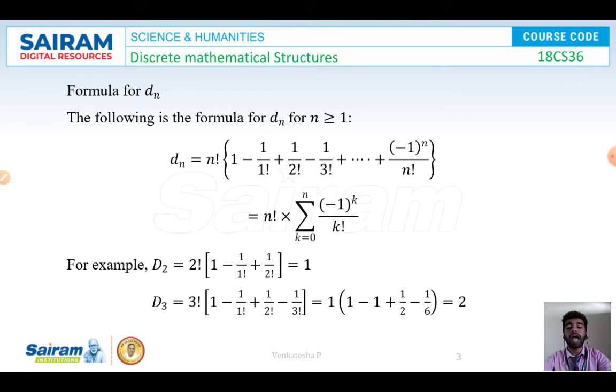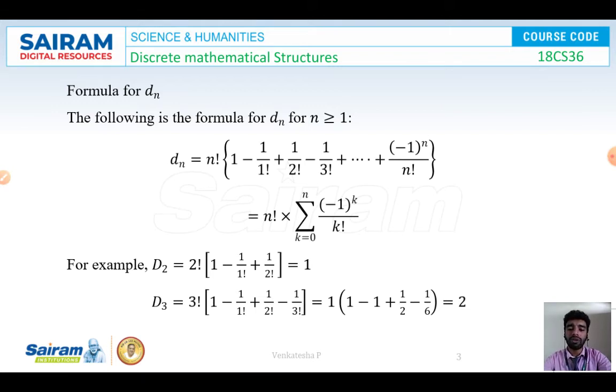For example, I want to find the value of d2. To find d2, I'll be replacing n equal to 2 in the above formula. I'll be getting 2 factorial times 1 minus 1 by 1 factorial plus 1 by 2 factorial. On simplifying this, you'll be getting the value equal to 1.